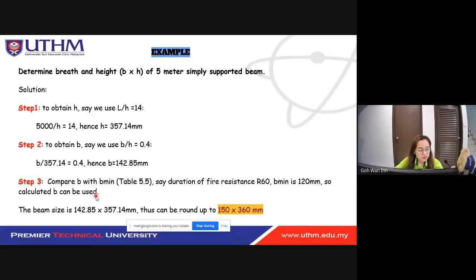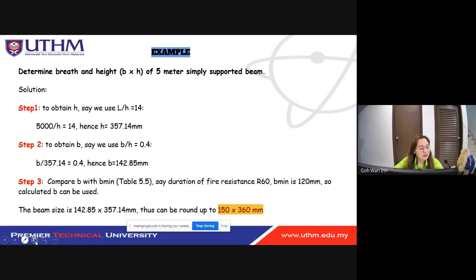So your B and H now is 142.85 and 357.14 mm. But this value, you round it to an easier value because you want to design it later. If a value like this is hard for you to calculate, and in the construction site, it's very difficult to construct so accurately. Like 142.85, hard to measure, right? So you round it to 150 times 360 mm. Everyone okay with this?